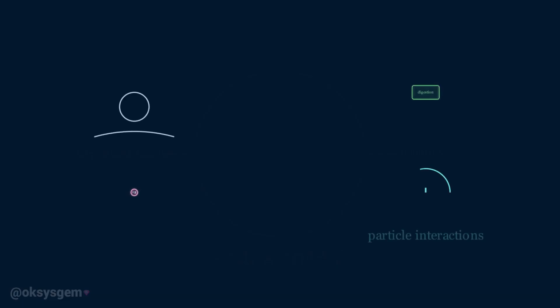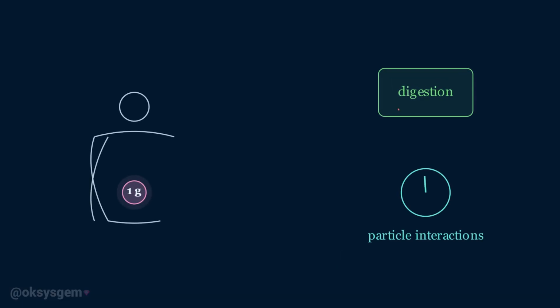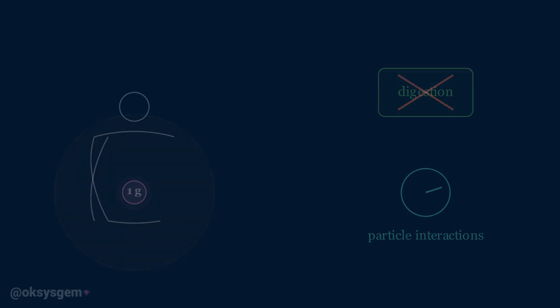So if our fictional gram of antimatter somehow appeared inside a person, there would not be enough time for digestion, absorption, or any ordinary biological response. The relevant processes would be particle interactions occurring on extremely short timescales. The surrounding area would receive an enormous release of energy almost immediately. This leads to another strange feature of antimatter.